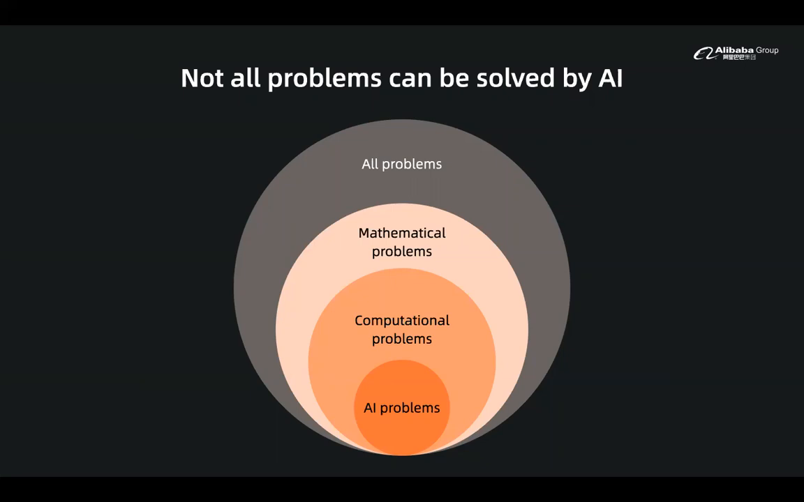And then there are some problems that can be solved by mathematics or physics, for example, astronomy. And then there are some that can be solved by computation. And AI is only covering a small range of problems.